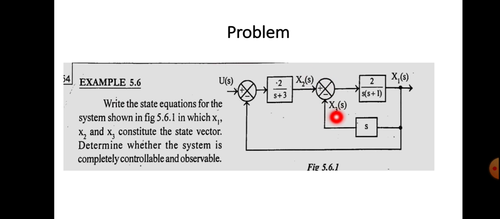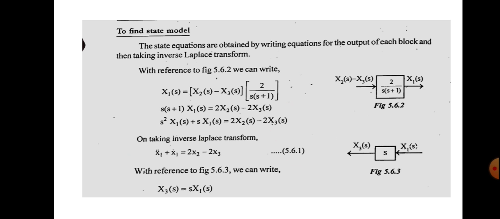Similarly, what is X3 of s? X3 of s is obtained from X1 of s multiplied by s, okay? How will you get X2 of s? X2 of s is obtained from 2 by s plus 3 multiplied by U of s minus X1 of s. So you can write the equations.